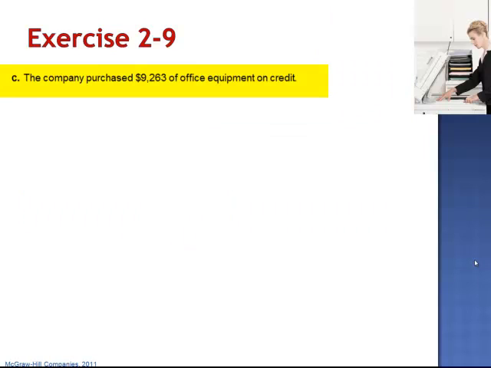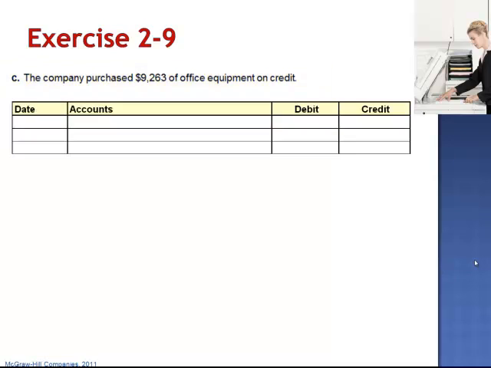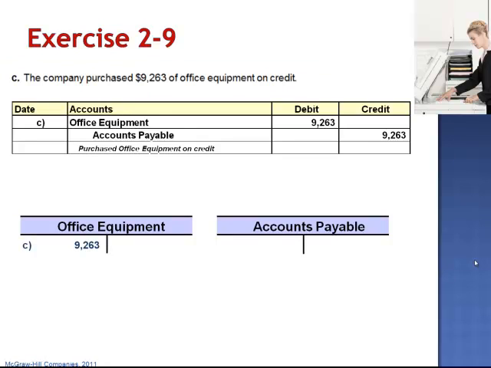Letter C. The company purchased $9,263 of office equipment on credit. The journal entry is a debit office equipment and a credit to accounts payable. Debit the office equipment T account and credit accounts payable.